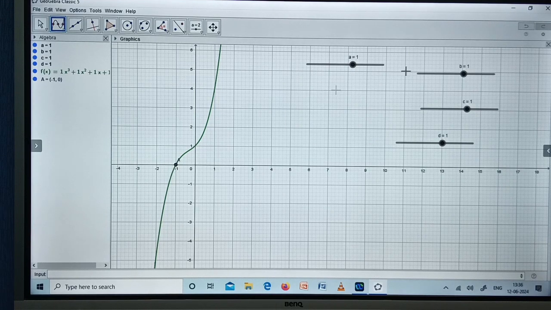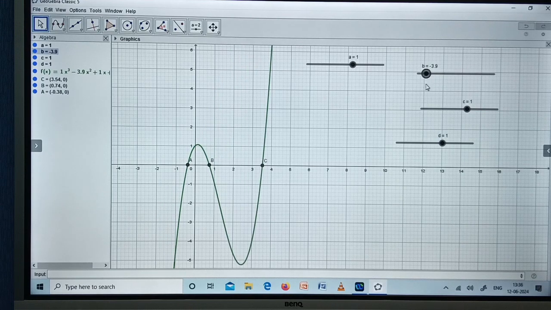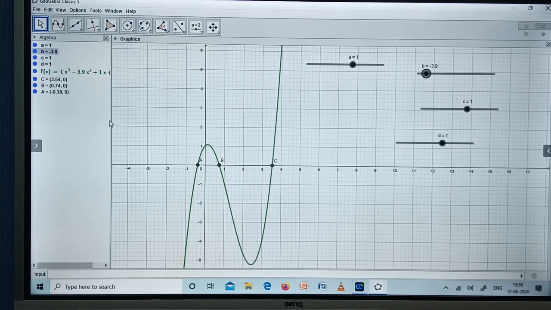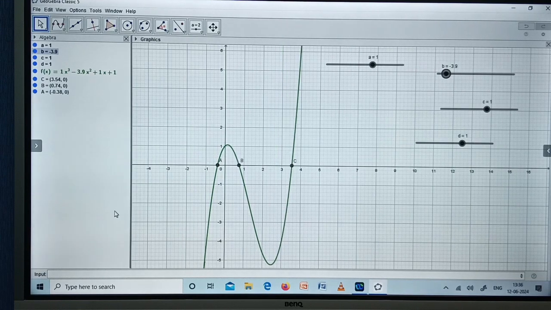Now, suppose I change the value of b. Now, how many roots does it have? A, B and C. It has got 3 zeros, 3.54, 0.74 and minus 0.38. So this is a cubic polynomial and the zeros are A, B and C.